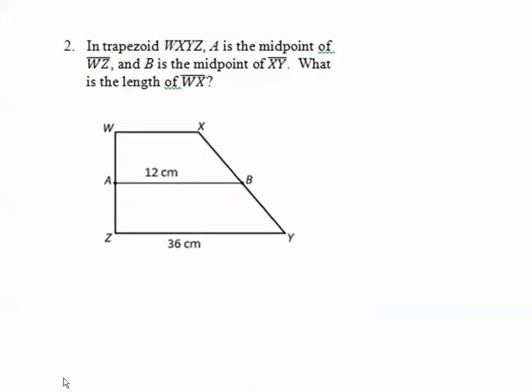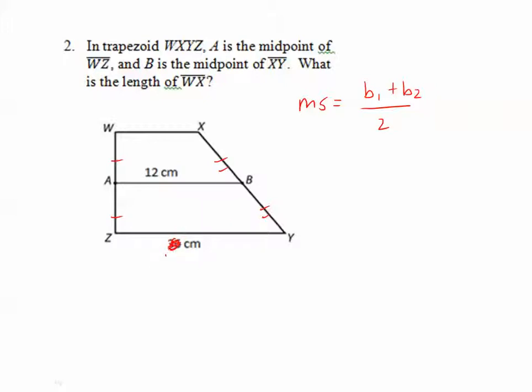Number 2 is in trapezoid WXYZ. A is the midpoint, so these are the same, and these are the same. B is the midpoint. What is the length of WX? So that makes this a mid-segment. And our mid-segment formula is that the mid-segment is equal to base 1 plus base 2 divided by 2.